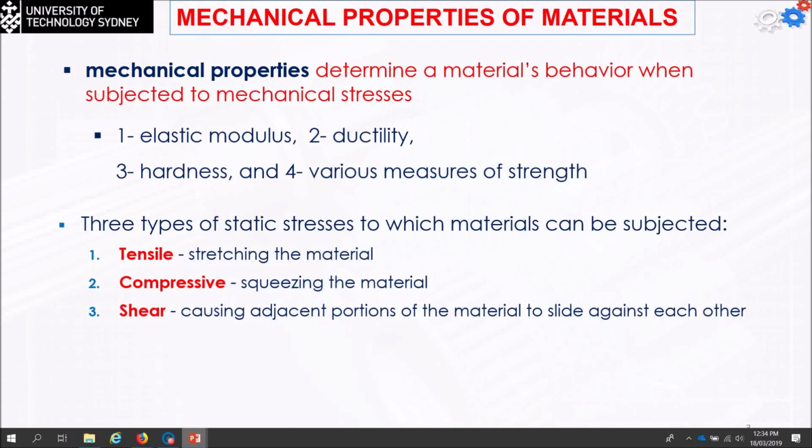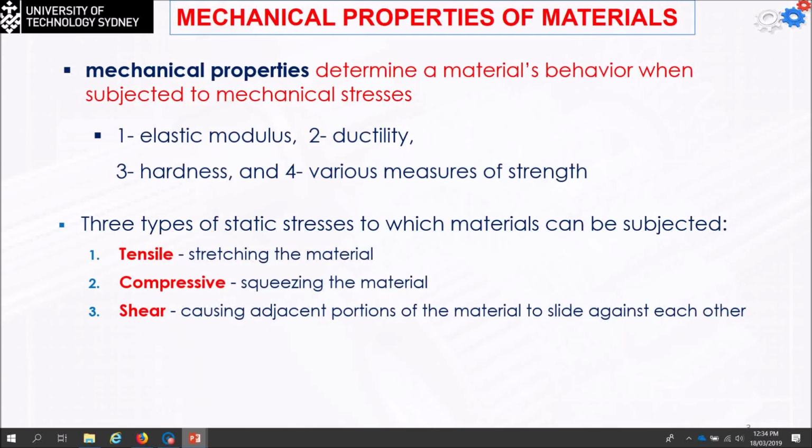If I compress it from both directions, it's under a compressive load. If I pull the forces in opposite directions, it's under a tensile force. If I twist it, or add a force to try to break it in a certain plane, it's called shear stress. So tensile is stretching the material, compressive is squeezing the material, while shear is causing adjacent portions of the material to slide against each other.